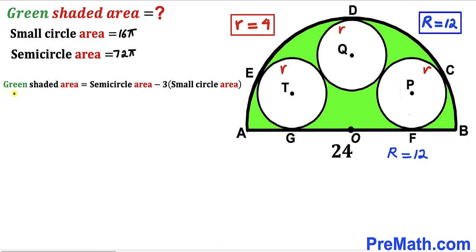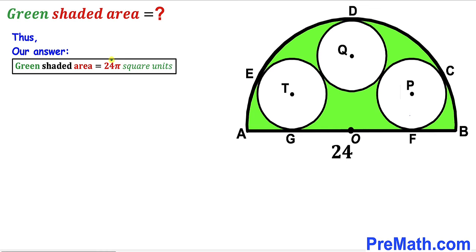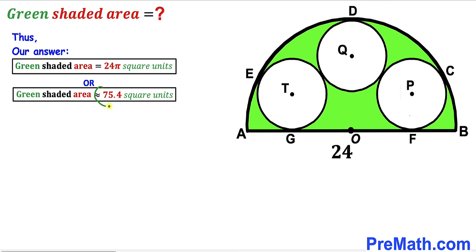And here's our final step. Now we are going to calculate the green shaded area. We already figured out our semicircle area as 72 pi, whereas the area of the small circle is 16 times pi. Let's fill in the blanks. I'm going to write down 72 pi minus 3 times 16 pi. If we subtract, that is going to give us 24 times pi. So the green shaded area turns out to be 24 times pi square units, and that's approximately equal to 75.4 square units as well. And that's our final answer.